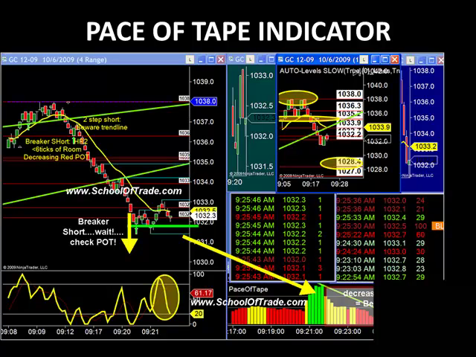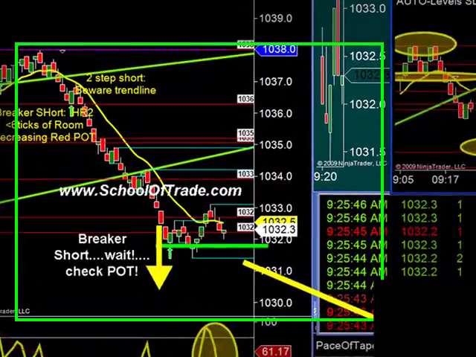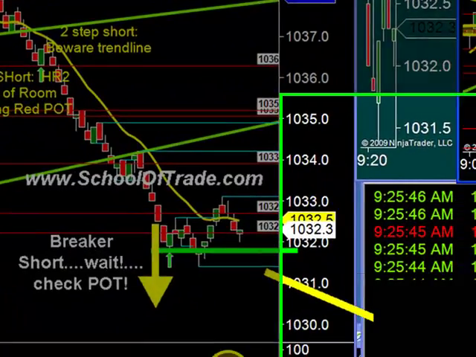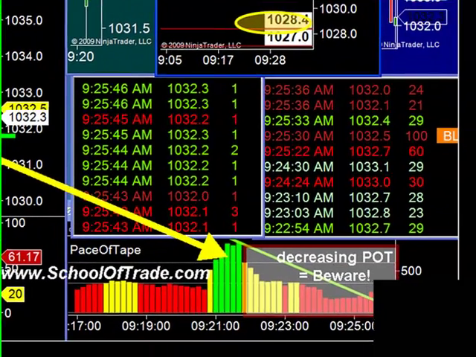Great example here, guys. Our first potential trade of the day was a breaker short just after 9:20, just before that 9:30 U.S. Open occurred. Looking at this breaker short, we were waiting for it to set up. We knew, of course, after 9:15 it was going to be a little bit higher risk, but then we started seeing this pace of the tape indicator starting to decline.